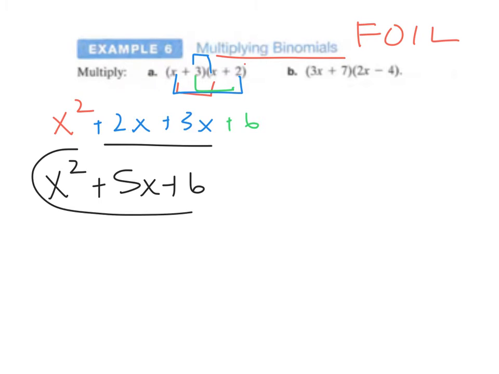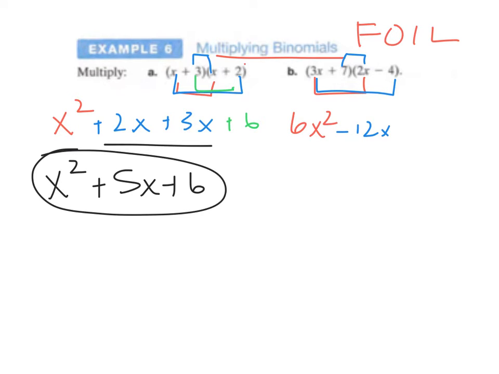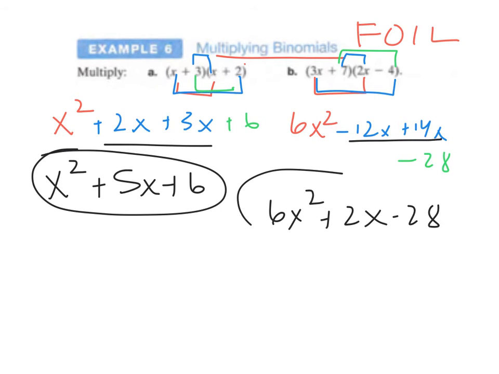So multiplying a binomial involves a little bit more. So let's go through the same process. First times first, which is 6x squared. Outside times outside, negative 12x. Inside times inside is 14x. And then my numbers give me a negative 28. Combining my like terms, I get a 2x. So I get 6x squared plus 2x minus 28. So all multiplying binomials means is using the FOIL method.